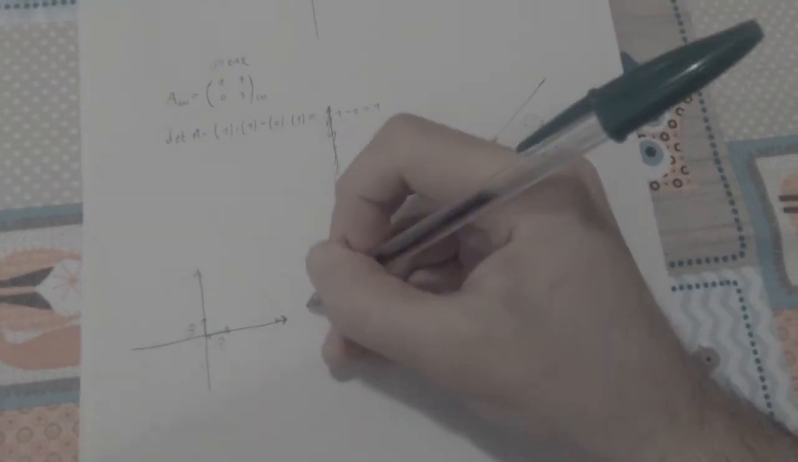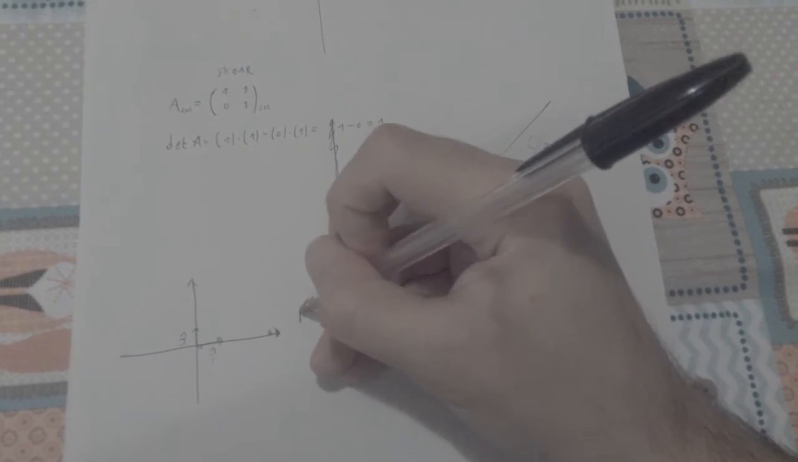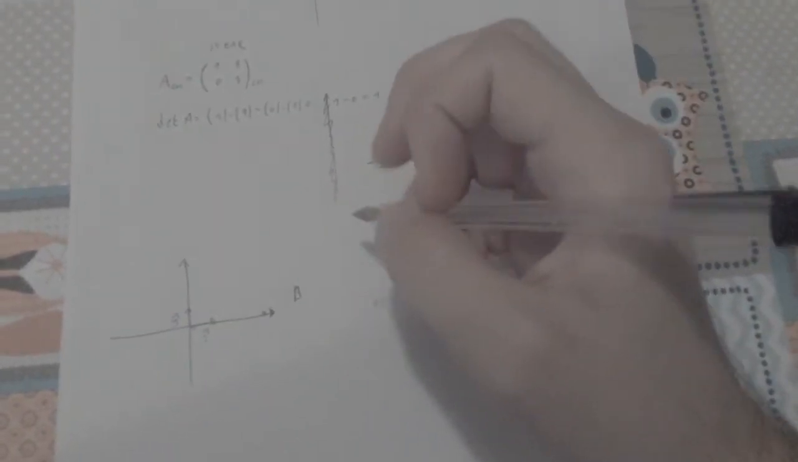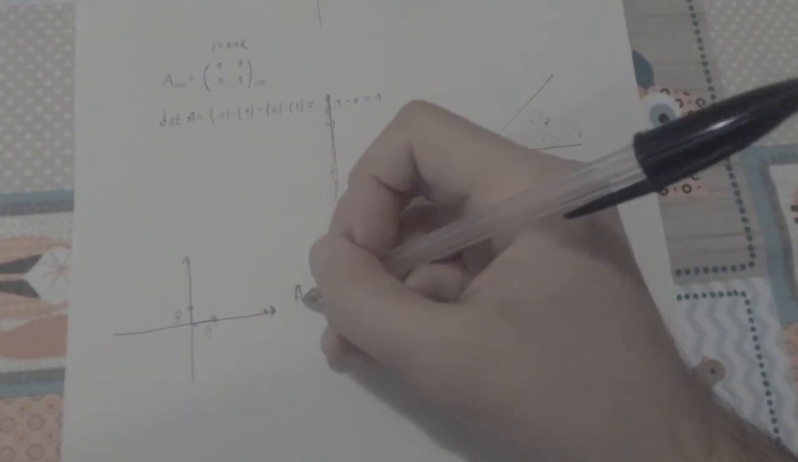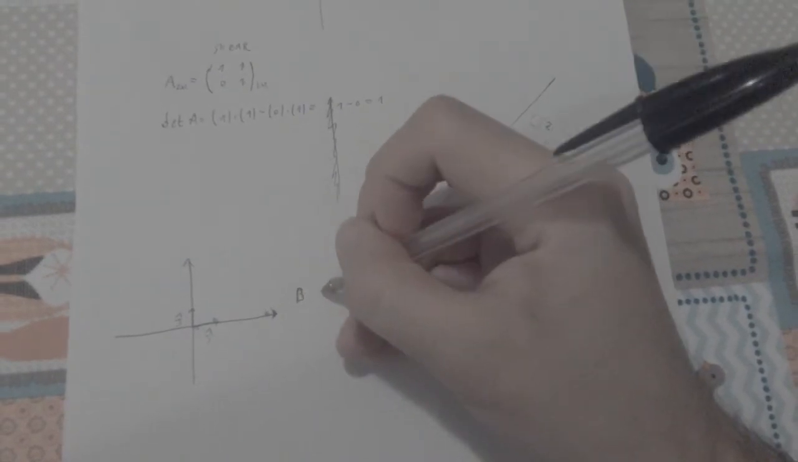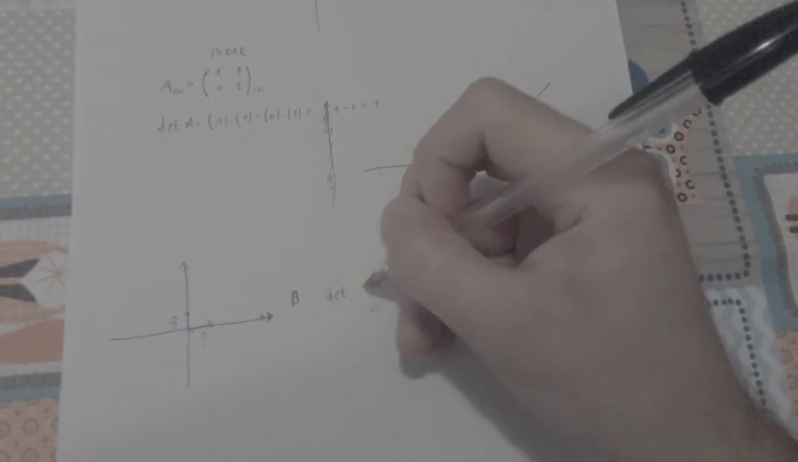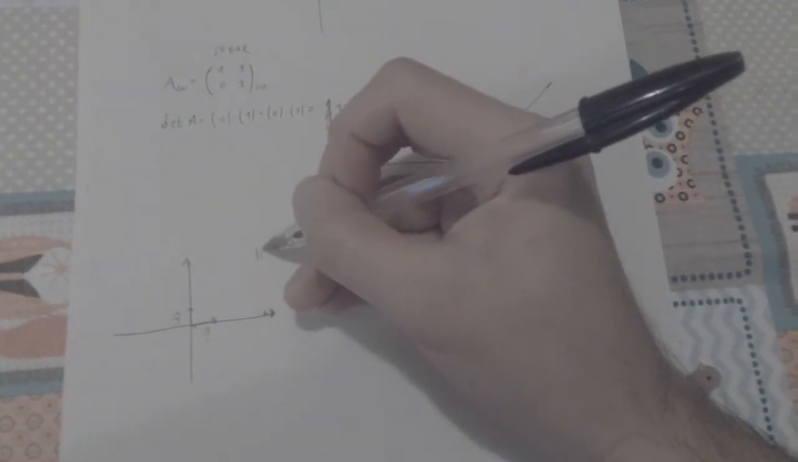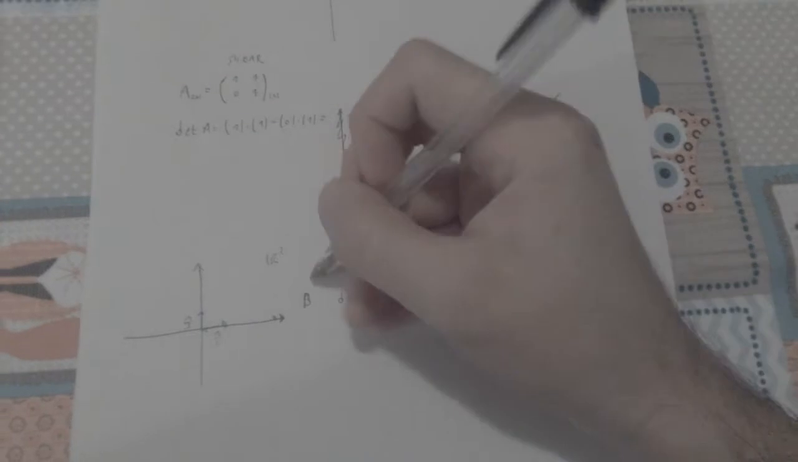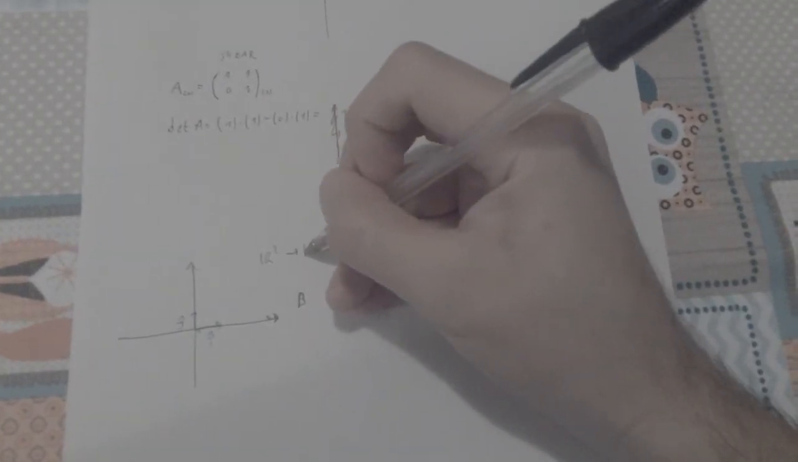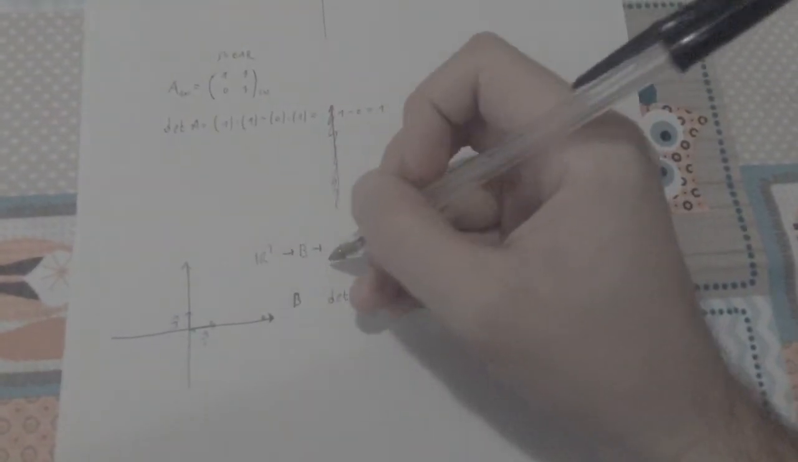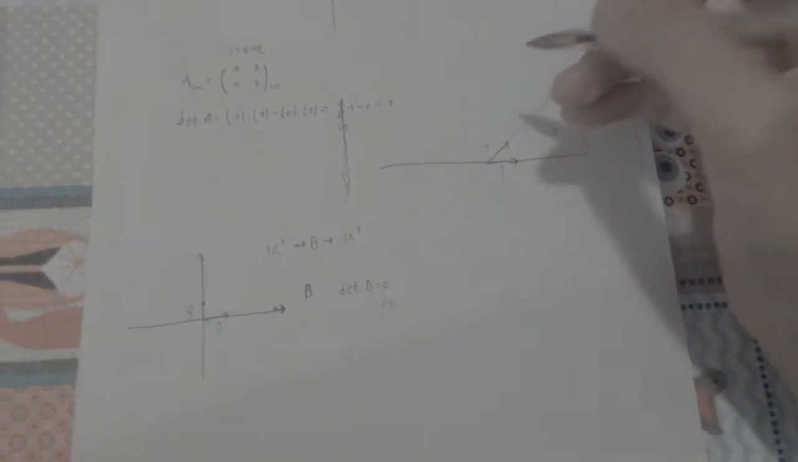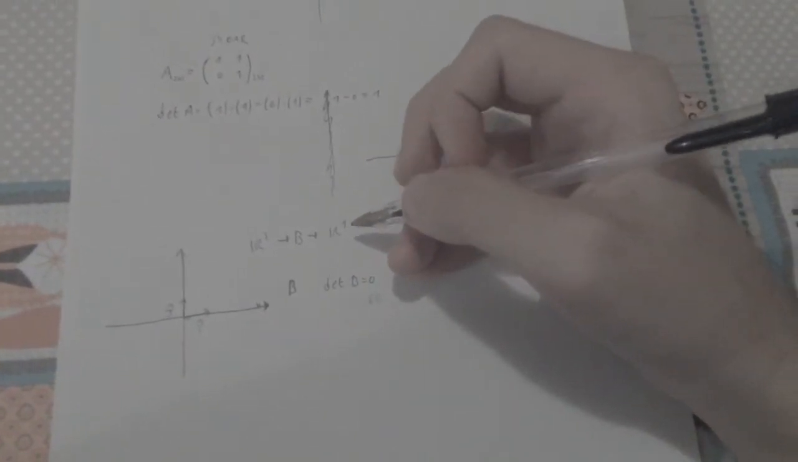So we have our matrix B. I want to do it in black. Okay, so we basically have B, our matrix of linear transformation, and let's suppose that the determinant of B is 0. So we're basically starting in R2, and this tells us that B brings everything into R1. What is R1? Well, the number line.